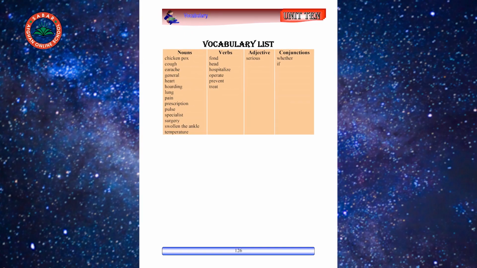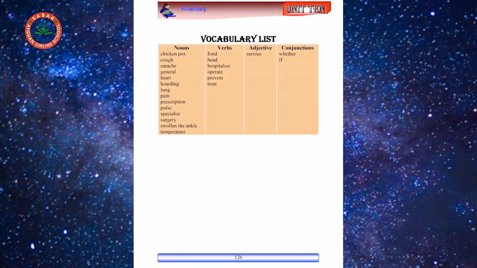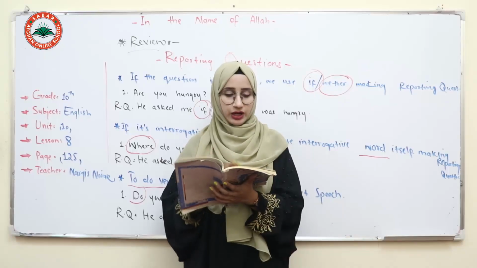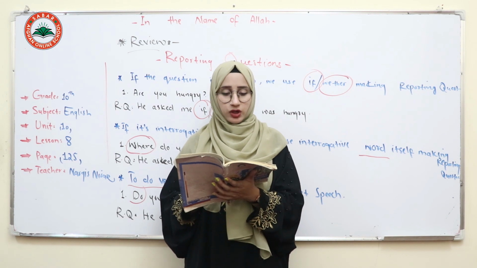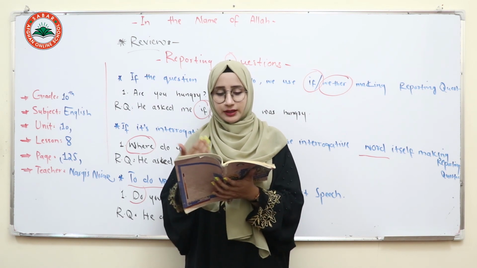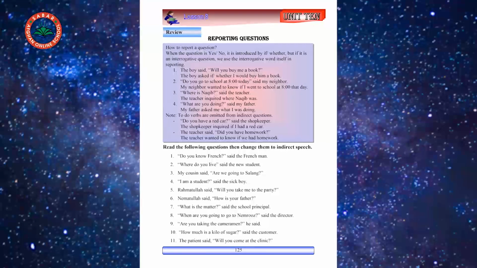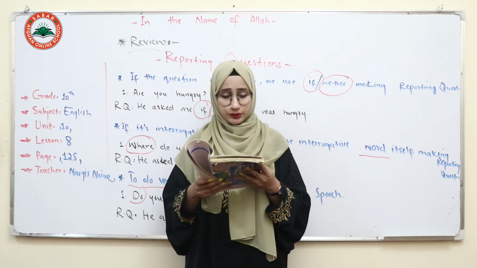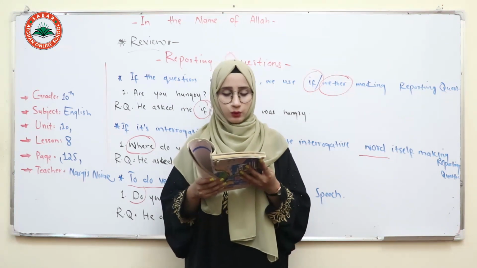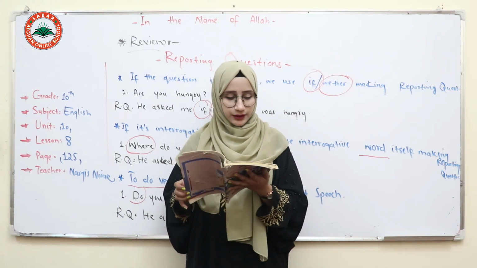And if we turn to page 126, here is a vocabulary list. Some nouns are mentioned, some verbs, some adjectives and conjunctions. Right? I'm looking here for a new word. There is no new word. I have given you all of these words. I have worked on all of these words.